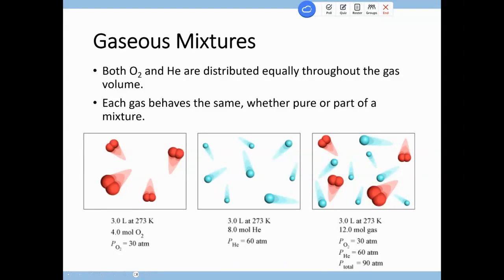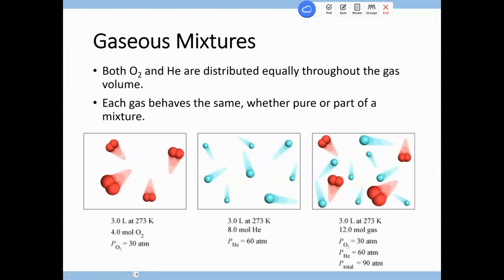If we combine the 8 moles of helium and the 4 moles of oxygen in the same container, same volume, same temperature, we have a total of 12 moles of gas, so 4 moles of oxygen, 8 moles of helium. And then our total pressure is 90 atmospheres, which is the sum of the pressure of oxygen and the pressure of helium. So adding the partial pressures of individual gases to get the total pressure, that's Dalton's law of partial pressure.